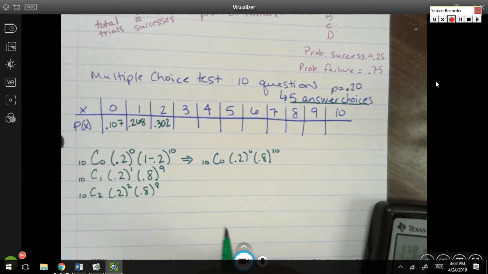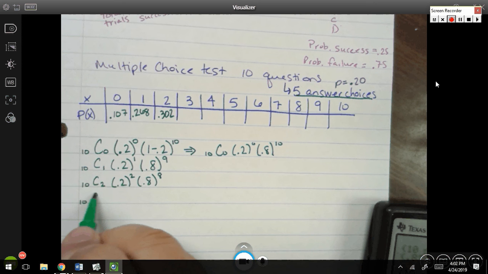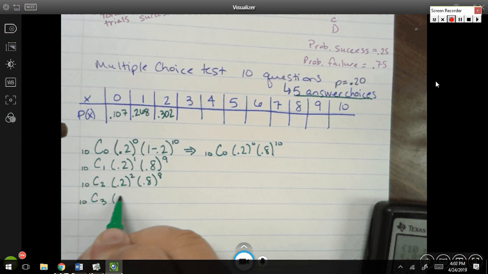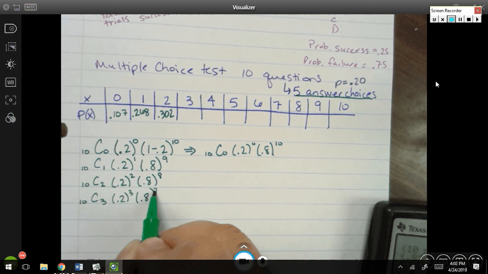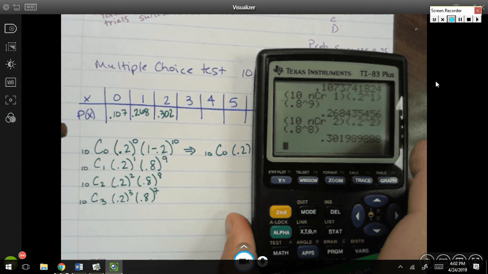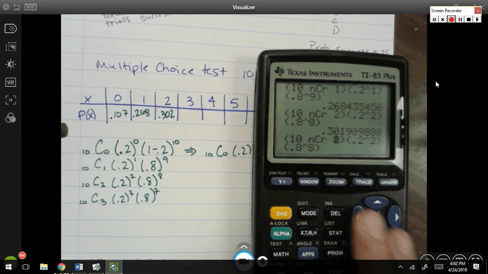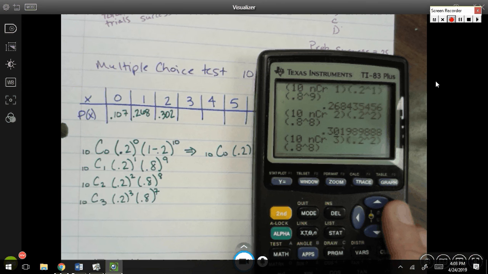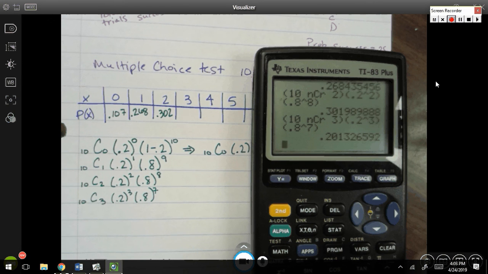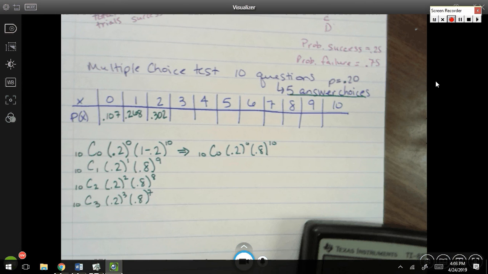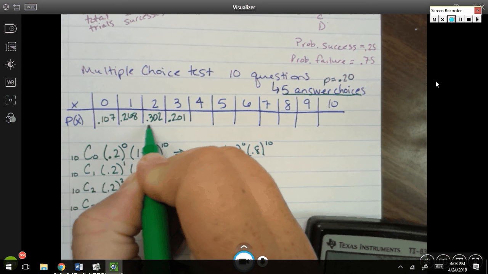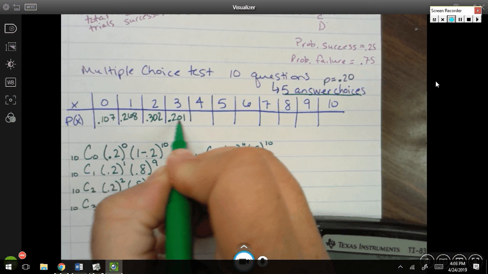Let's do number 3. 10 choose 3, 0.2 to the 3rd. Again, if you understand and you want to fast forward through, be my guest and meet us back at the end. But we'll keep trudging through here. This is a 3, a 3, and this one will go down to a 7. 0.201. Uh-oh. Looks like I peaked here and I'm coming back down.